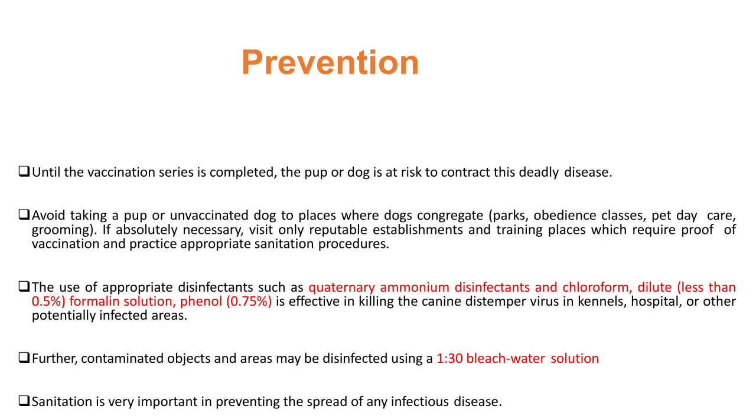You should avoid taking your pet to places where there is a chance for your pet to contract the disease from other animals. The use of appropriate disinfectants such as quaternary ammonium disinfectant and chloroform, less than 0.5% diluted formalin and phenol of 0.75% are effective to kill the canine distemper virus. Further, contaminated objects can be disinfected with a water bleach solution of 1:30, and sanitation is very important in preventing the spread of an infectious disease.